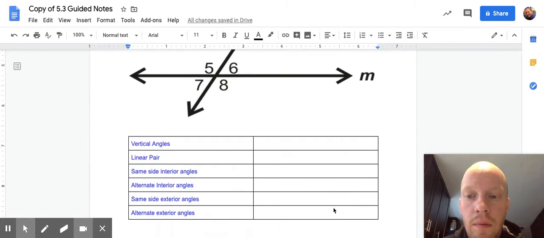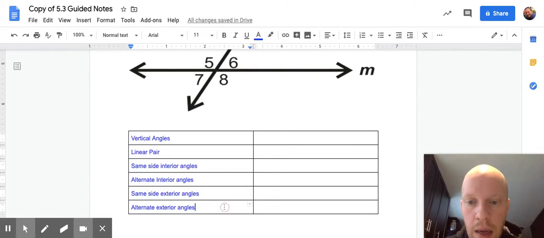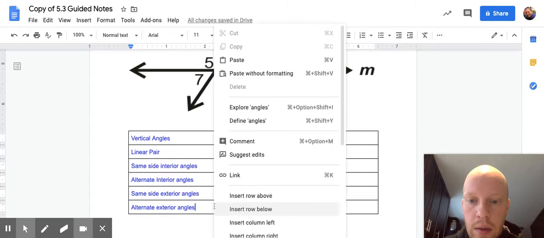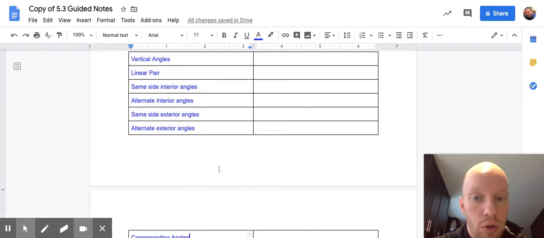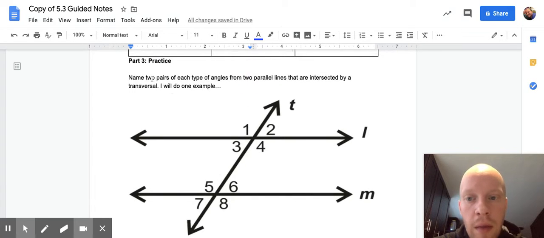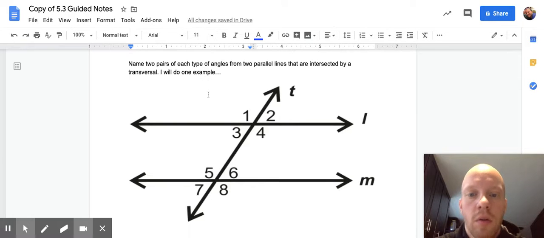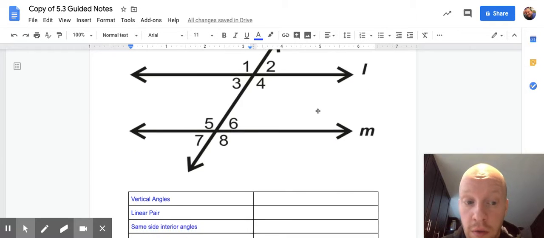And down here, I have written down all the different angles that we have learned. I'm just going to add corresponding angles here. Again, this will be fixed for your document, so don't you worry. But let's take a look. What I'm going to ask you to do is name 2 pairs of each type of angles from 2 parallel lines that are intersected by a transversal. So before I ask you to name 2, I'm going to give you 1 for each one.